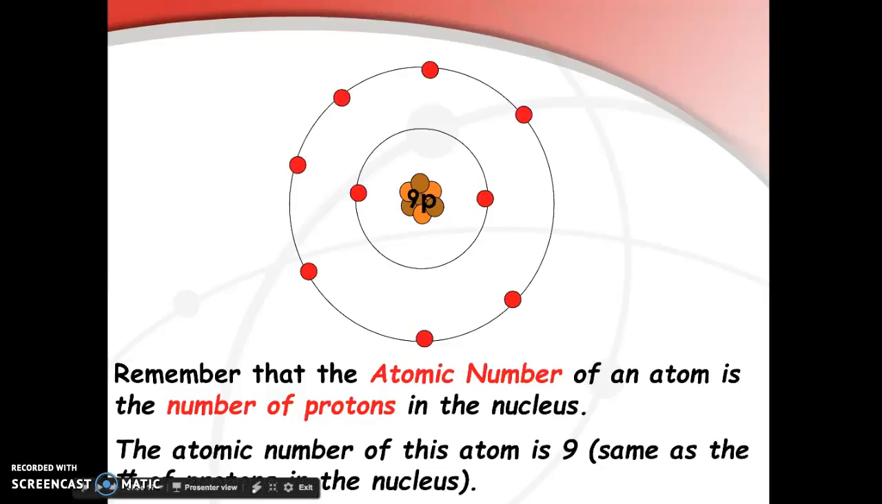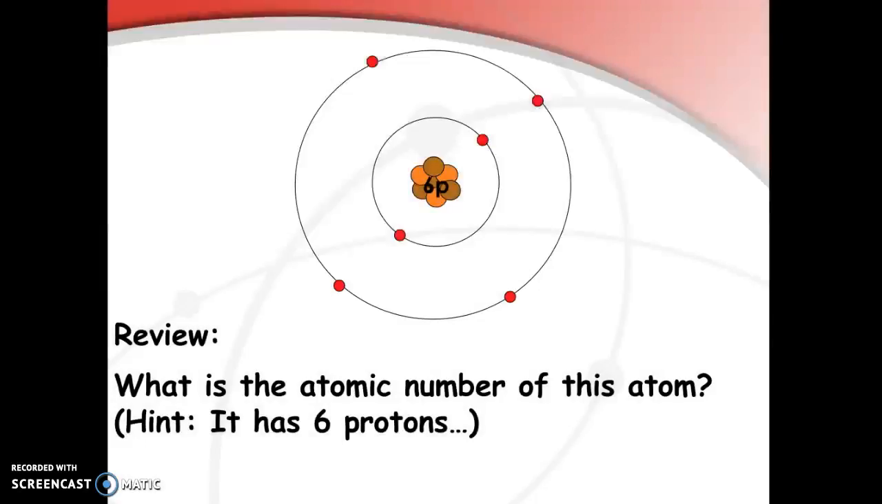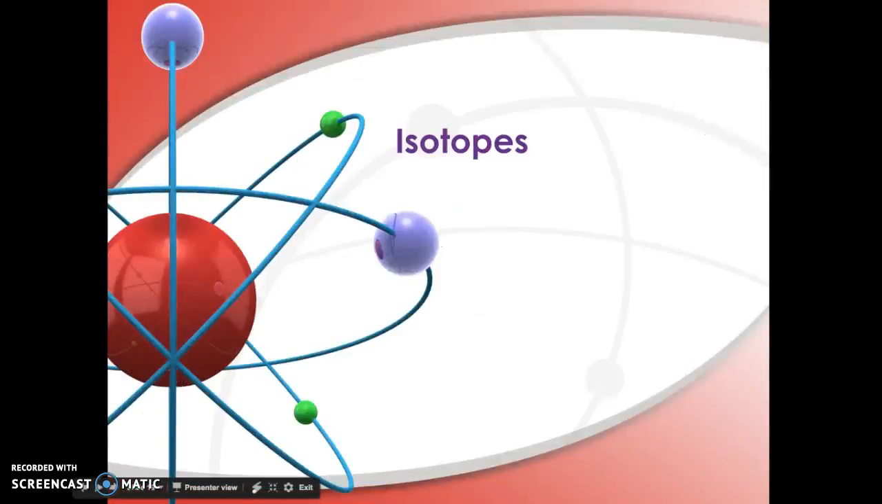So the atomic number of an atom is the number of protons in the nucleus, so that's going to be the same as the protons in the nucleus. So if you have 6 protons, your atomic number is 6. All right, so if you flip over, we'll go to isotopes.